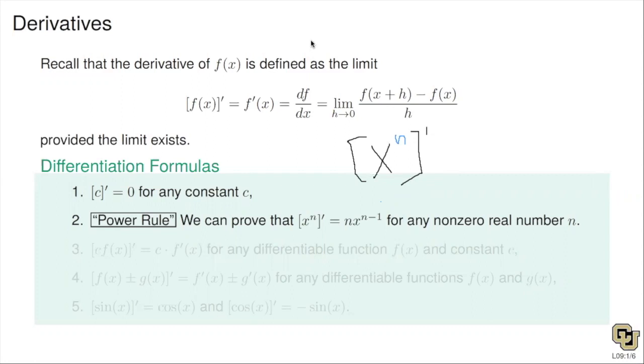the rule says bring down the n. So I bring the exponent down and then copy the base and then subtract 1 from the original exponent. So it's x to the n minus 1.